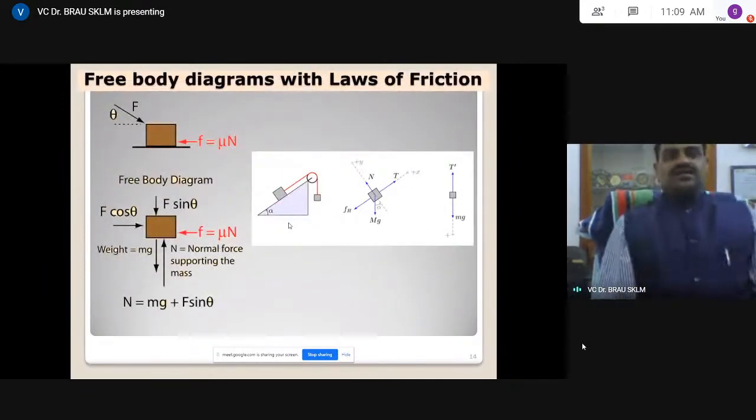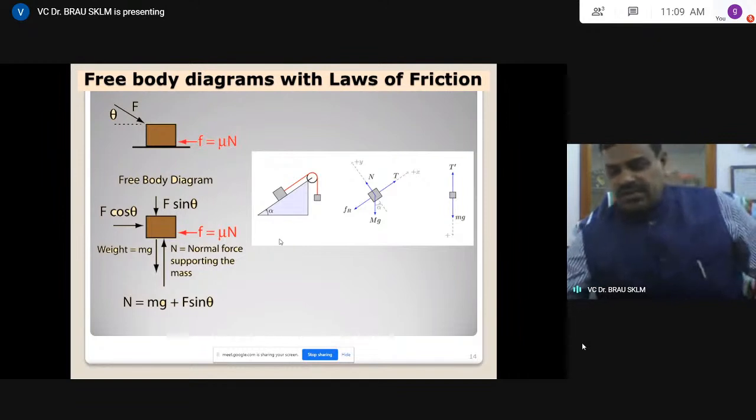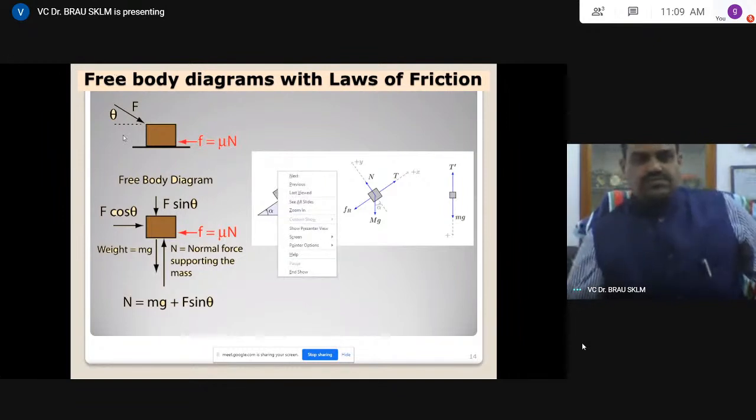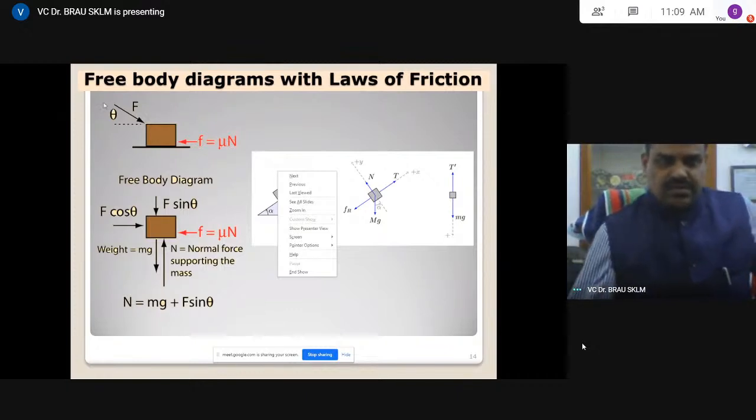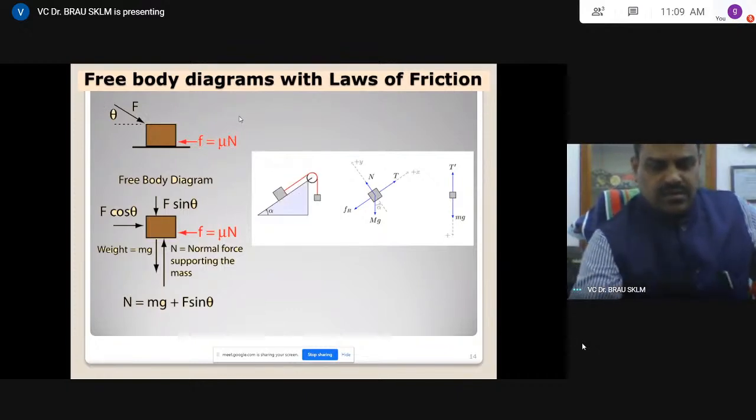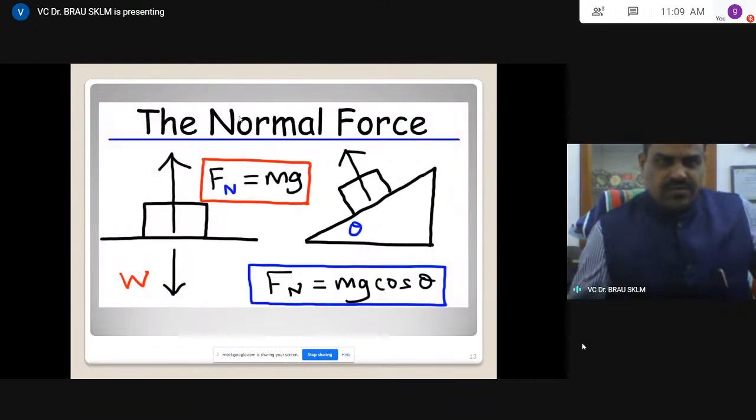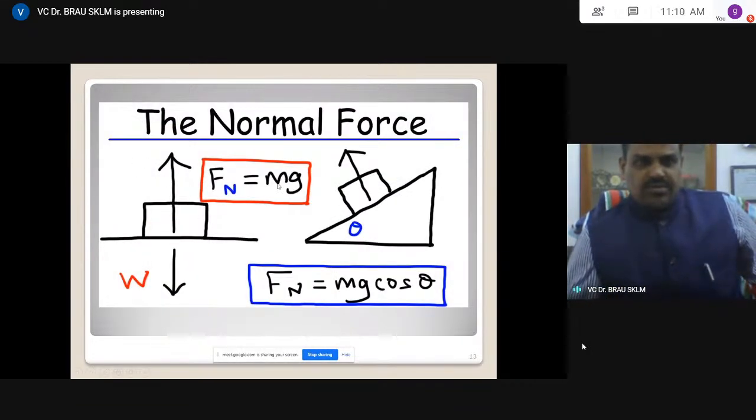Now let us see the other examples. First and foremost, you have to draw a free body diagram. Earlier I gave a block, this block. I have not applied any external force, only the weight is acting, and this is the reactive force. That reactive force, the normal reaction, is equal to the weight, that is mg.